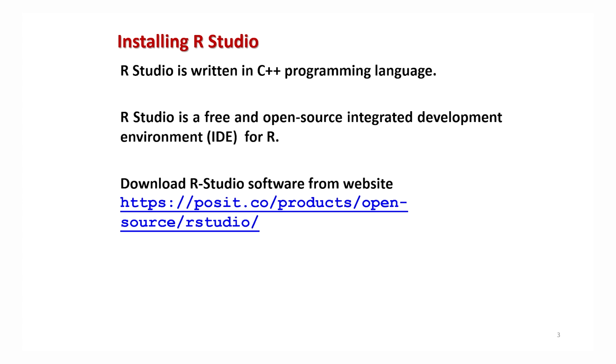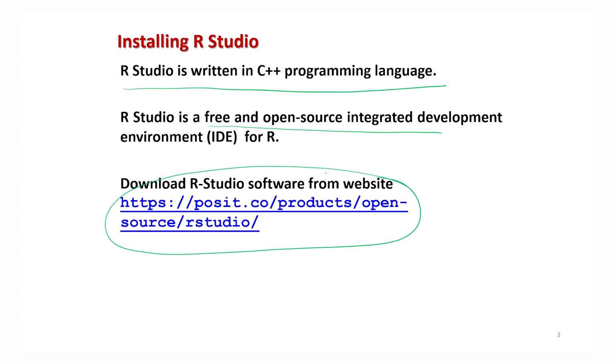Right. So as I told you in the earlier lecture, RStudio is a software which is written in the C++ programming language. And it is also a free and open source integrated development environment for R. So it is free, you can download it, and you don't have to pay any cost. Yes, there is a paid version also, but for us it is sufficient to have the free version. Now this software is available at this website, posit.co.